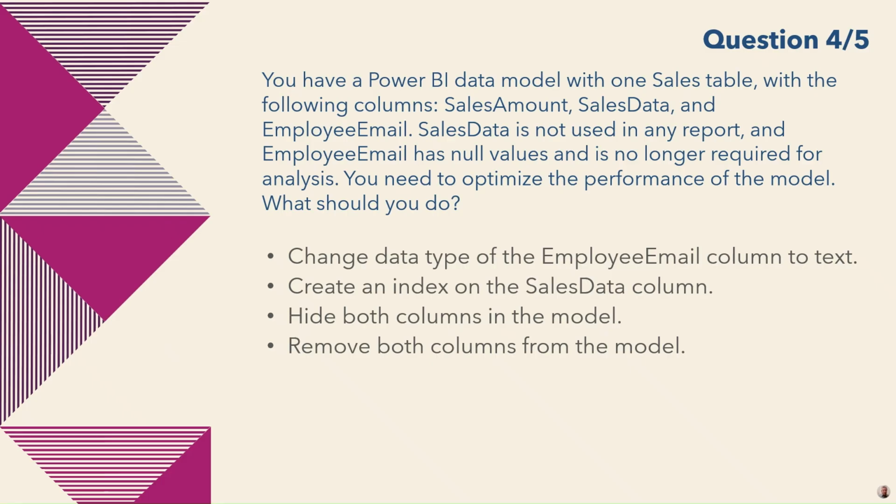What should you do? Change data type of the employee email column to text, create an index on the sales data column, hide both columns in the model, remove both columns from the model. So obviously here in the last two choices, we refer to the columns we specifically named, sales data and employee email.